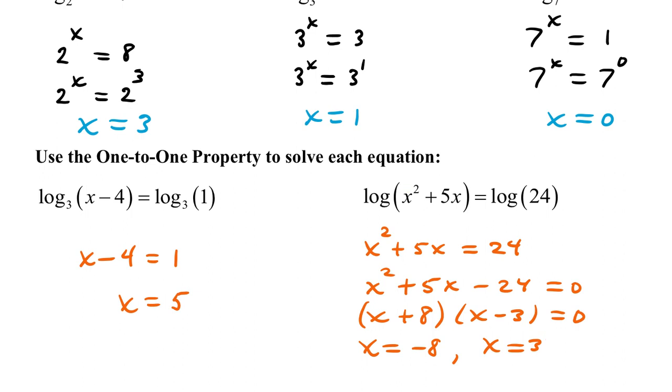3 is the same way. 3 squared plus 5 times 3, 9 plus 15 is also 24. If you happen to get an answer that when substituted in gives you a negative value or 0, you throw it away. As long as that doesn't happen, you keep your answer.